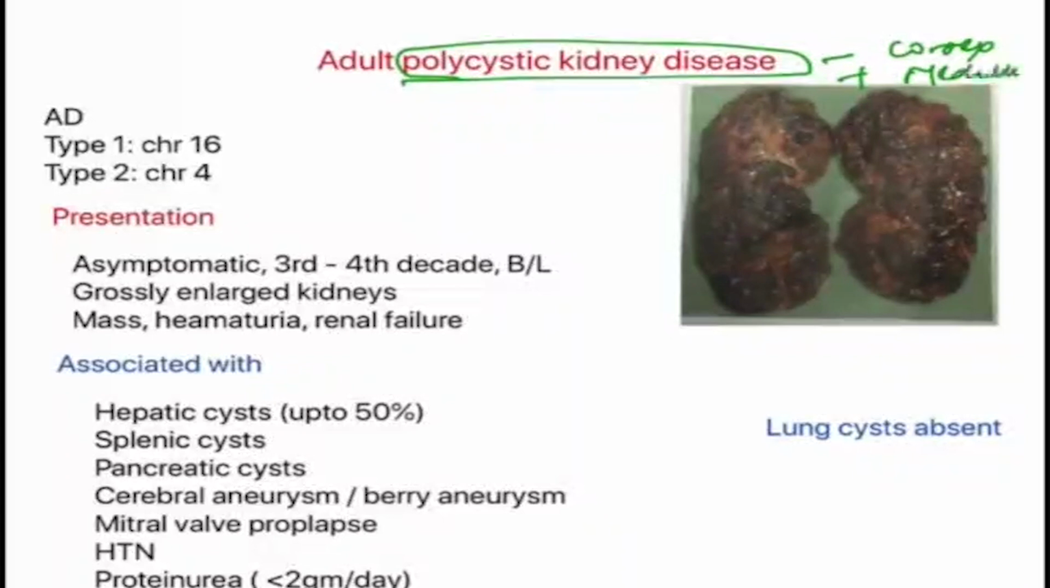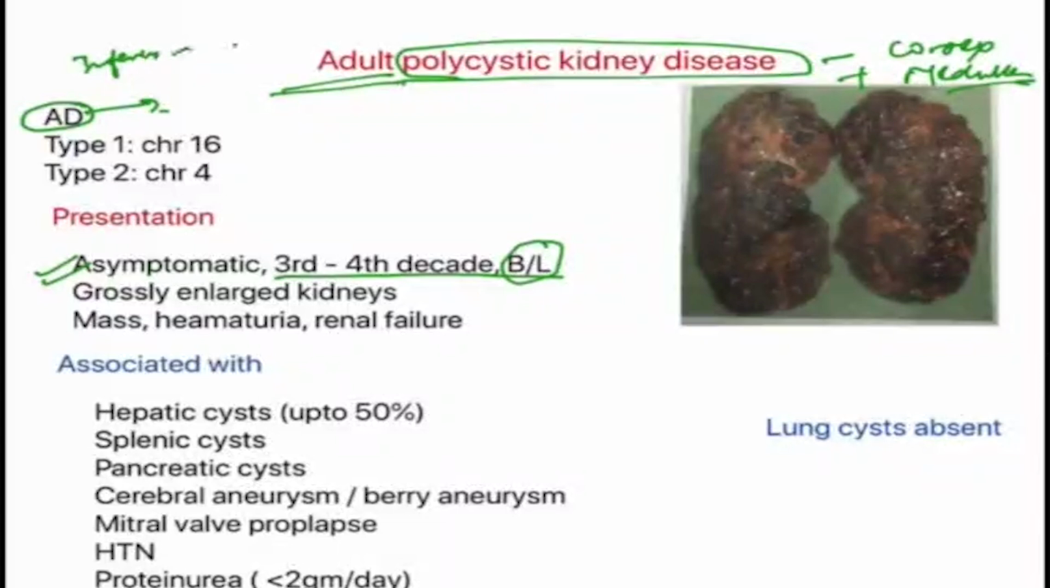Now coming to the polycystic kidney disease. In these, the cyst is present in cortex as well as medulla. So the adult polycystic kidney disease is autosomal dominant and present at the 3rd to 4th decade of life, bilateral or may be asymptomatic. Polycystic kidney disease of infancy or childhood is autosomal recessive and the patient dies. So it is not compatible with life.